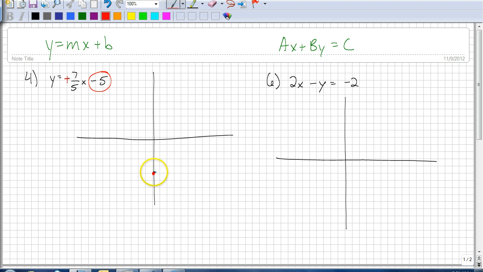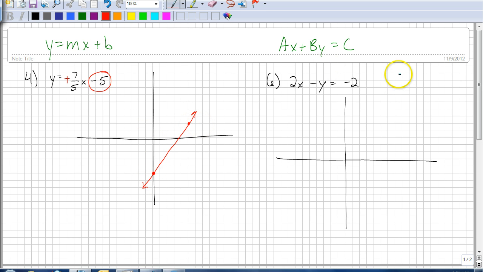So that means from my y-intercept I'm going to rise up 7 units, 1, 2, 3, 4, 5, 6, 7, and go to the right 5, 1, 2, 3, 4, 5. Connect these with the line, and you have your graph. So when you have it in slope-intercept form, you start with the y-intercept and then use your slope to find another point to be able to graph it.